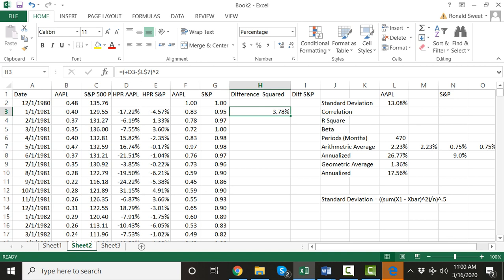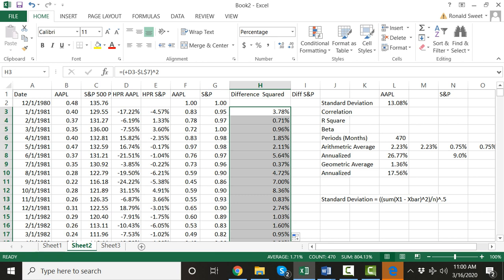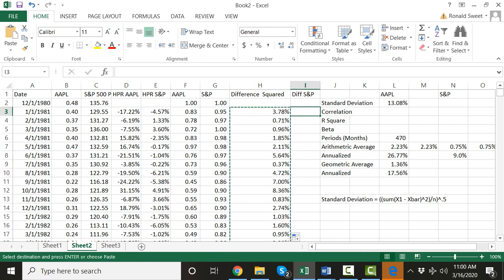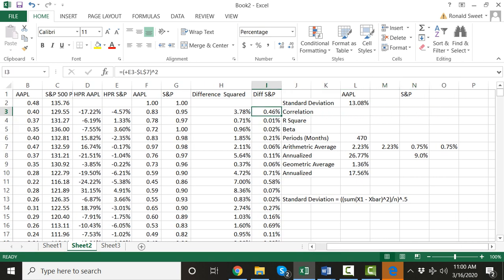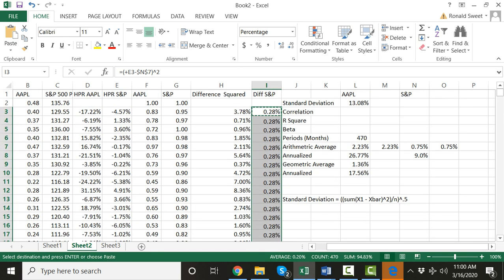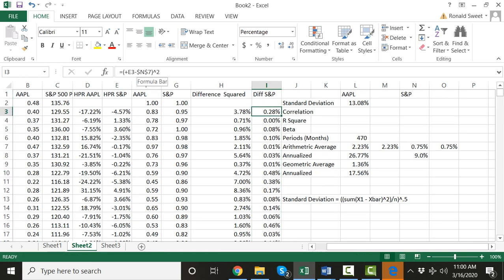So we can copy that down and we can copy it over to the S&P. The only thing I have to do on the S&P is change the average. So here the average is not L7, but it's actually in column N7. So I can copy that down. The difference squared for Apple and for the S&P.